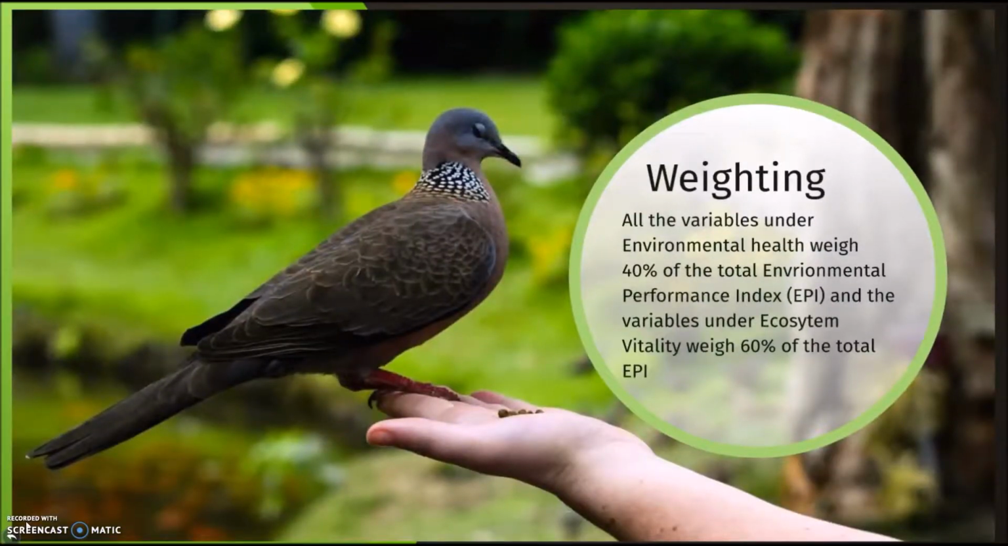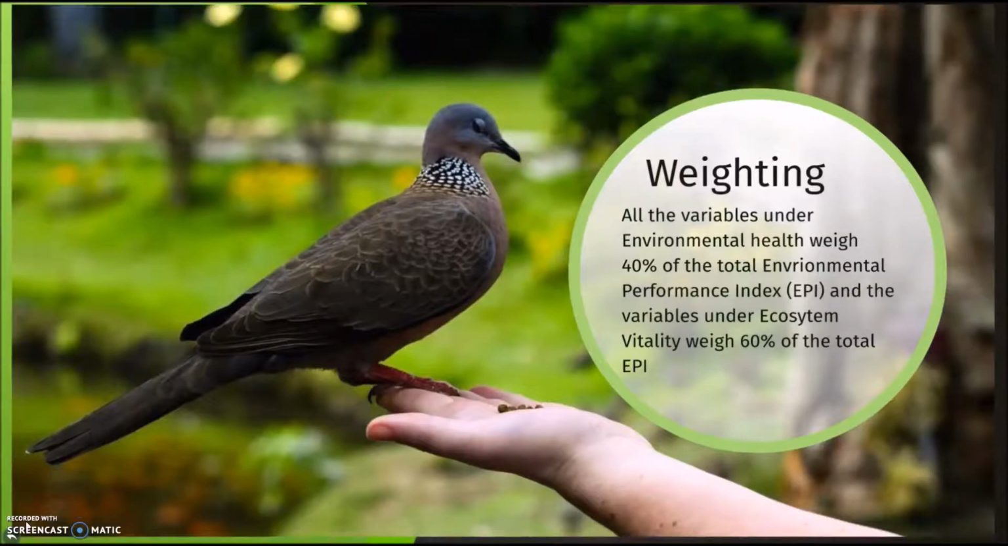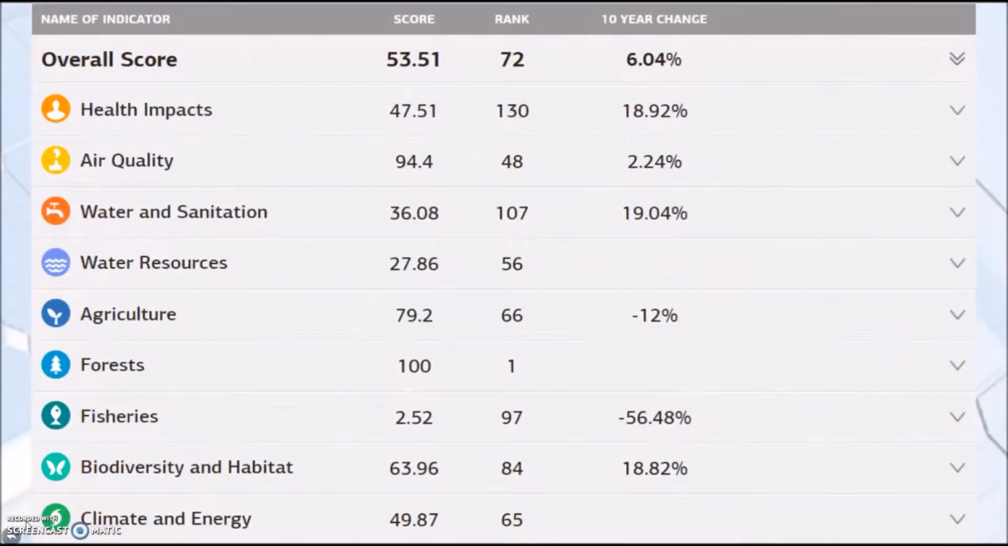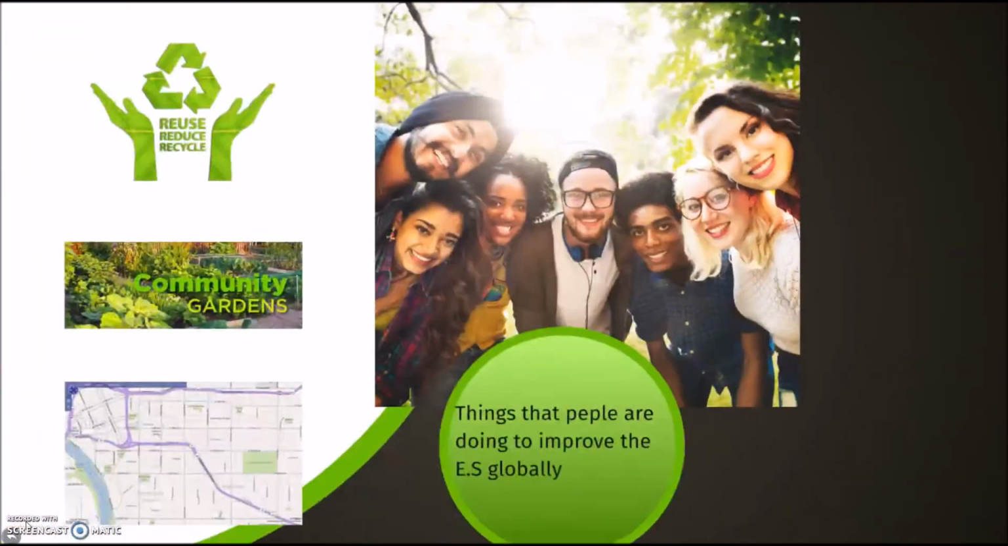The weighting. All the variables under environmental health weigh 40% of the total EPI, and the variables under ecosystem vitality weigh 60% of the total EPI. Now the data presentation. This shows the main categories down the left side, and if you were to click on the drop-down list on the right-hand side, you'd see the subgroups that come with all of those.